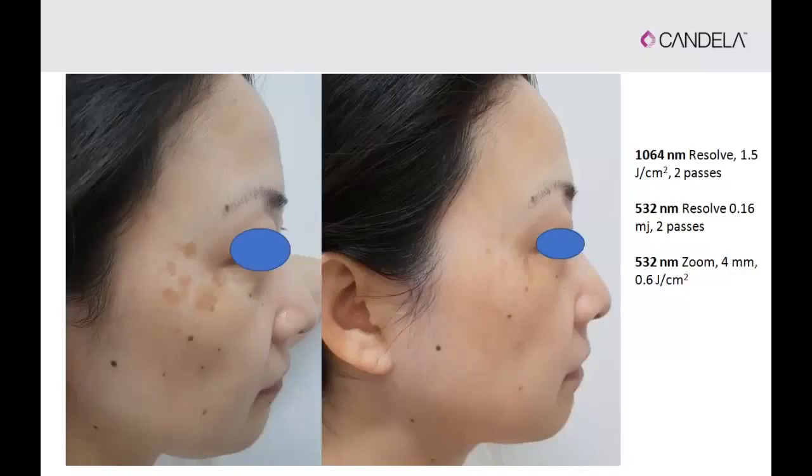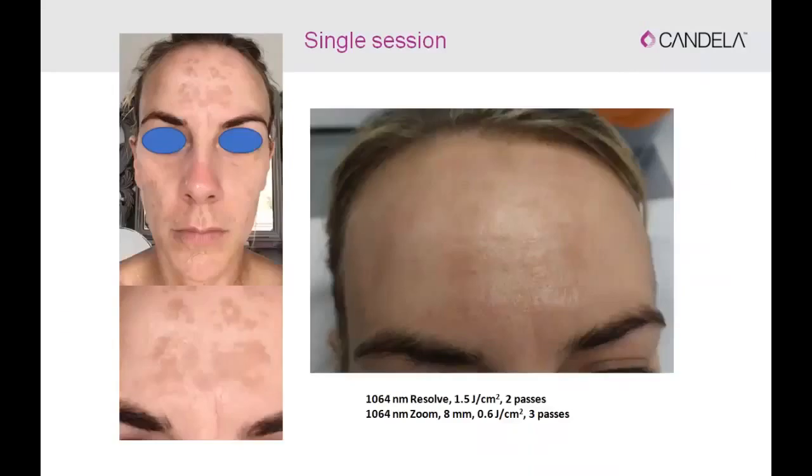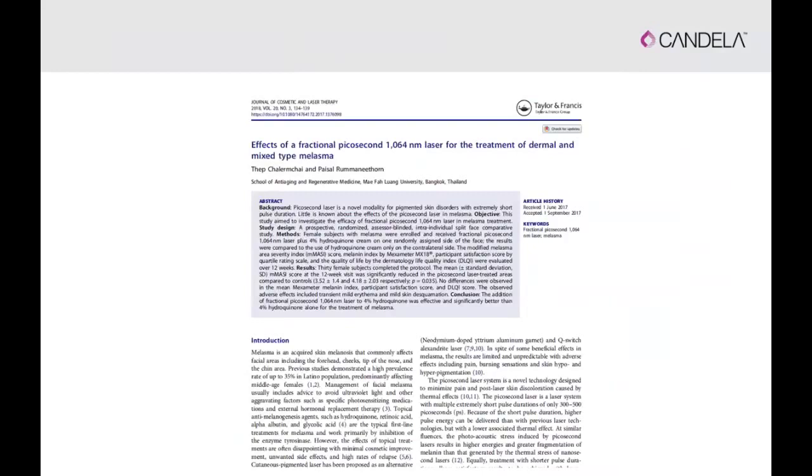In this case, this is one of my patients. So again, Resolve handpiece first, and I used lower fluence 532 as well because she has predominance of epidermal pigmentation, and then small spot zoom to treat the individual epidermal lesions. Here, one single session of melasma again. With melasma, my approach is 1064 Resolve, lower fluences, number of passes, followed by large spot zoom, 1064, low fluence, multiple passes, and mild erythema is the clinical endpoint.